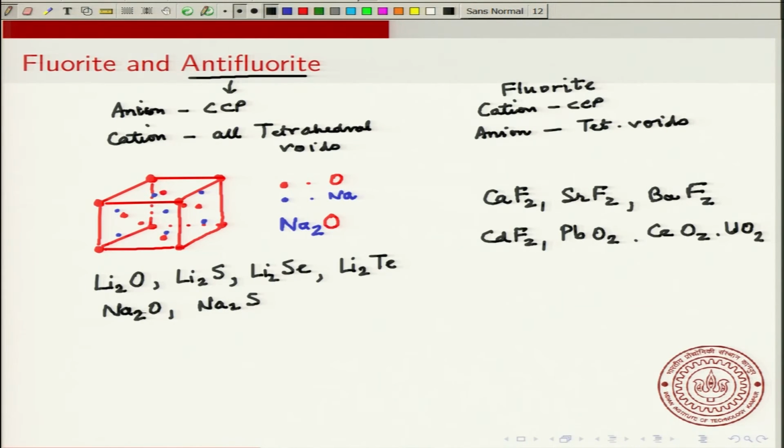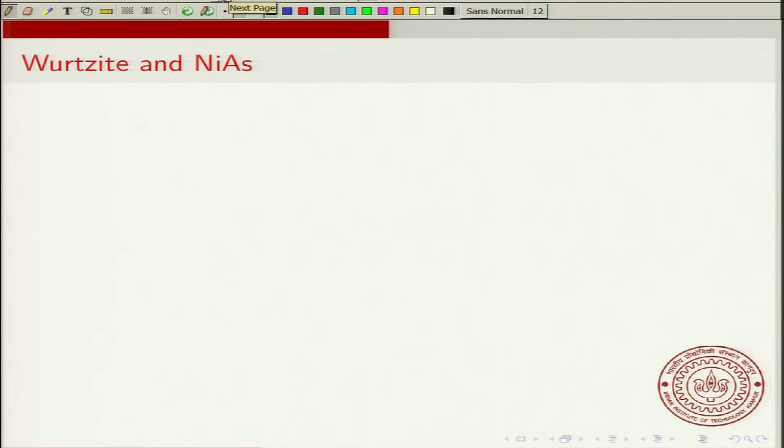Okay, and you can see that our understanding of voids and close packing is actually very useful, because you can easily categorize crystal structures. So far we looked at the cubic close packed, and we looked at voids in cubic close packed. But you can also have hexagonal close packed, and you can have other elements occupying the voids of the hexagonal close packed. I'll just take two examples. One is called wurtzite, and wurtzite is where you have the anion forming a hexagonal close packed, and the cations occupying half of the tetrahedral voids.